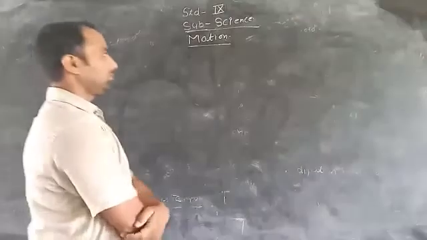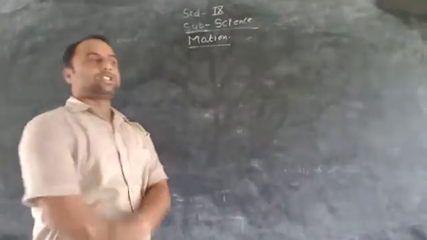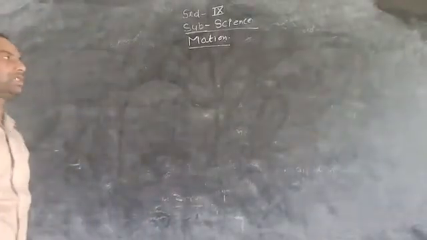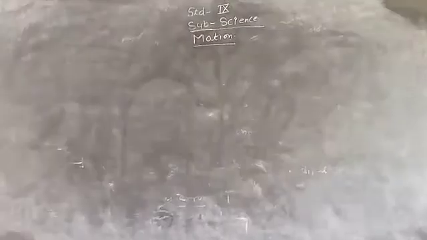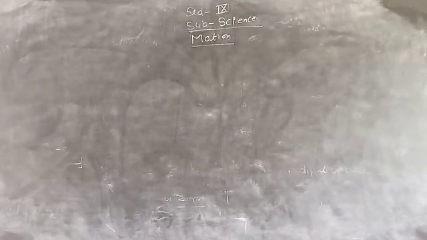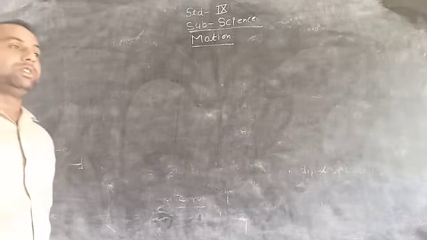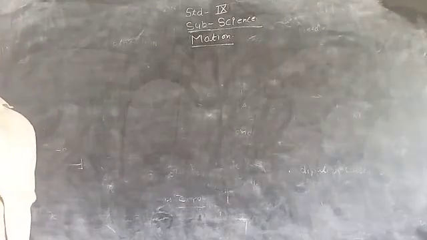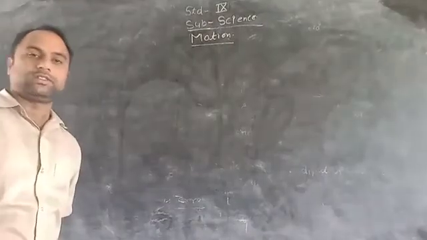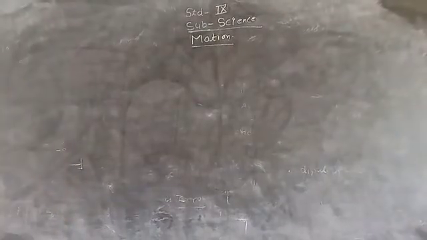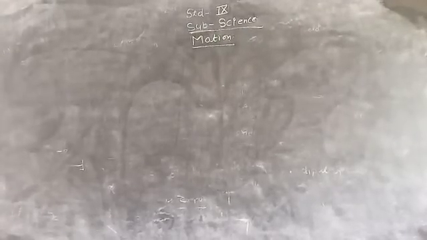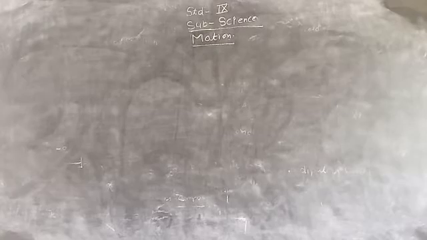Ninth. Now we have to discuss the subject of science. The chapter we are discussing right now is motion. In the previous discussions, we covered the basic knowledge about distance and displacement. After that, we discussed speed and velocity, and then average speed and average velocity.